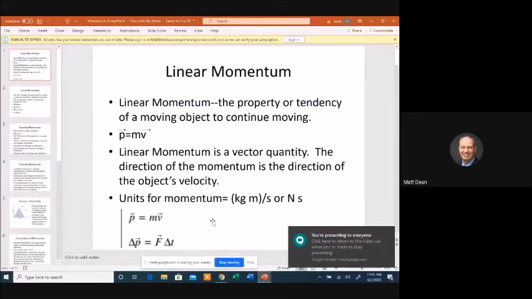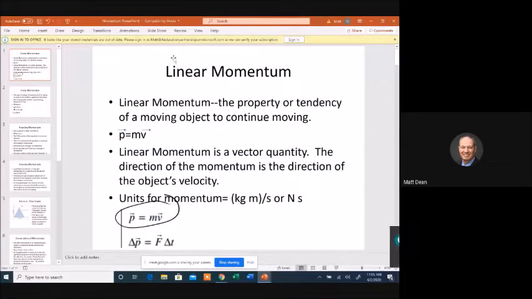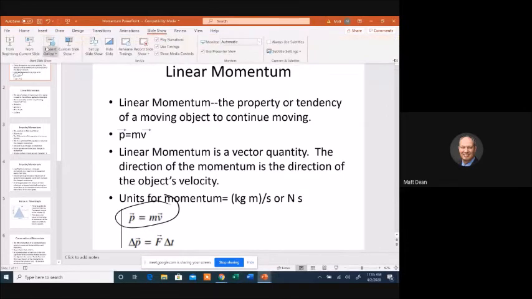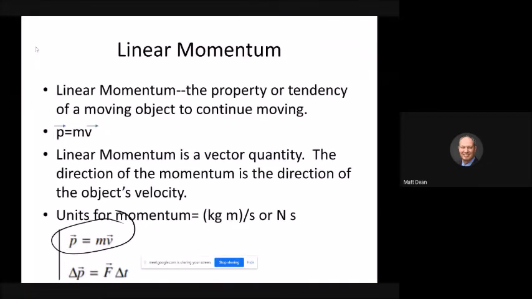All right, so this one is just a basic momentum equation: mass times velocity. This one is change in momentum equals F delta T. We're going to talk a lot in a minute about change in momentum and impulse, or what we call impulse equals change in momentum. F delta T is sometimes called impulse. It's a force applied over time, and that can cause a change in momentum.